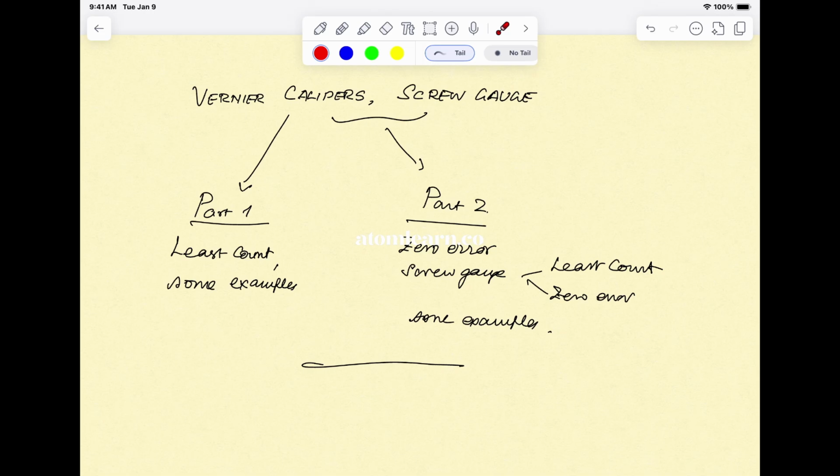Now I have divided this particular lecture into two parts. Part one is the video which you are now seeing. Here we will discuss the vernier calipers and especially the least count determination methods, as well as some examples about applications of vernier calipers. As I said, this will be very basic.